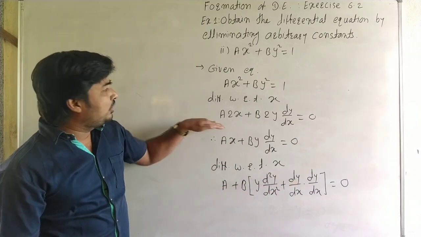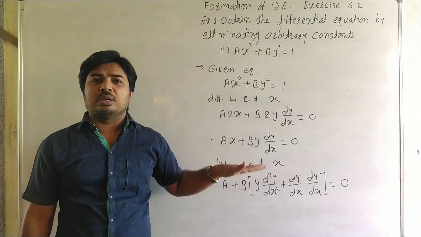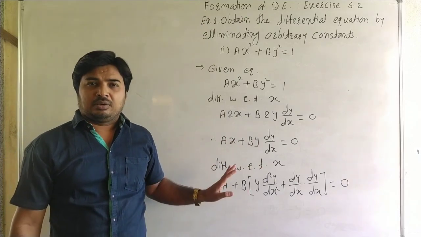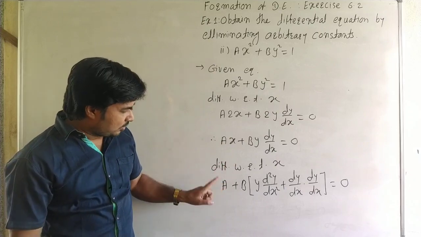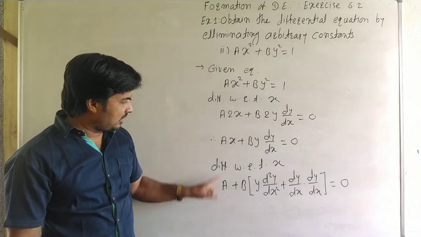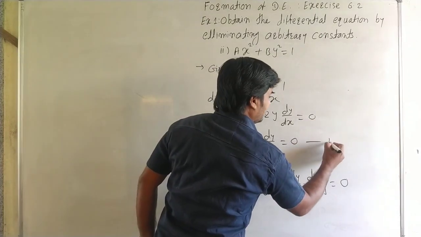Now here we differentiate two times. There are two arbitrary constants, we differentiate two times, but the arbitrary constants are not eliminated. So for the elimination put the value of a or b here. Here the value of a is simple, it is equation number 1.